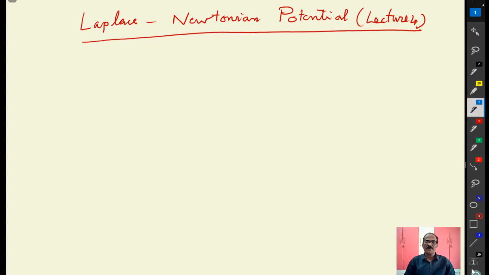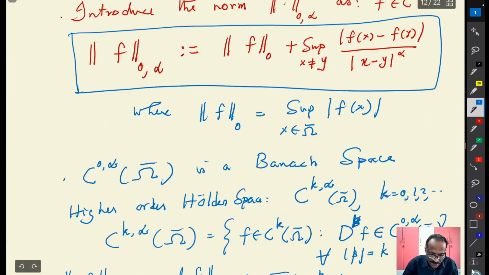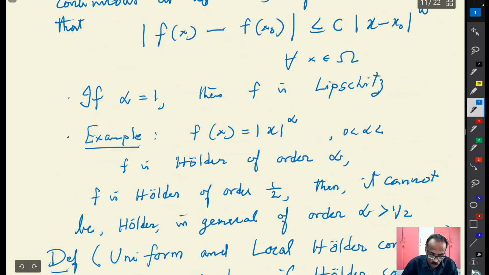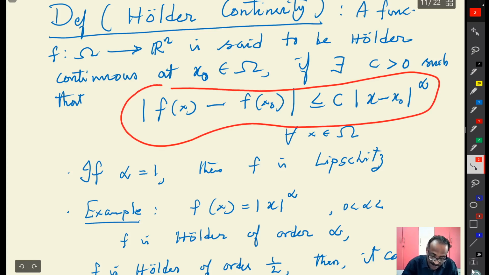Good morning. So last week we proved the existence of the solution when the source term f is C1, and then we introduced the concept of Hölder continuous functions. Let me recall once again the definition of Hölder continuity. We say f is Hölder continuous at x0 if there is a constant which satisfies this inequality. So this inequality is satisfied at x0.